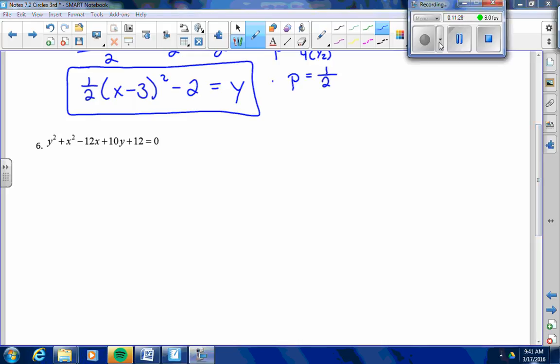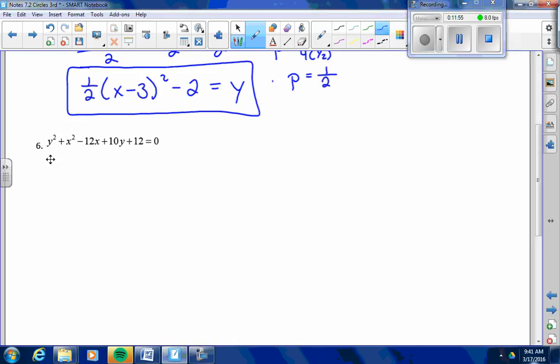Okay, for number 6, let me just jump to, what did you get for the center? Is it -5, 6, or is it 6, -5? Okay, so let's look at it, because I think it should be 6, -5. What about the radius? 7. Okay, so let's look and see.